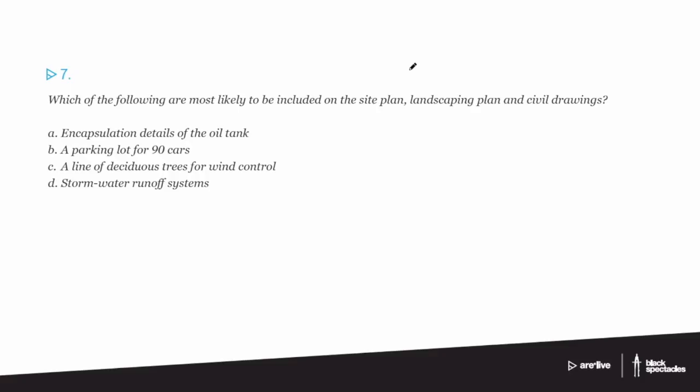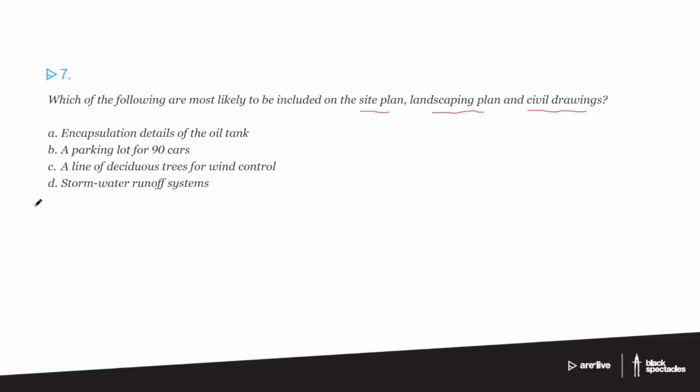All right, moving on. Number 7: which of the following are most likely to be included on the site plan, the landscaping plan, and the civil drawings? So something that's going to show up on all 3 of those. A, encapsulation of the oil tank. B, a parking lot for 90 cars. C, a line of deciduous trees for wind control. And D, stormwater runoff systems.